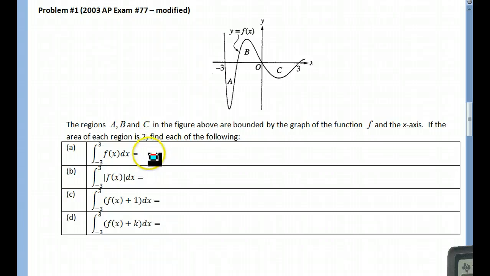Isn't that negative just 6? No, plus 4. Plus 2, plus 2. Okay, so here's something we didn't really talk about. This is area 2, right? And 2 and 2. They're all 2.